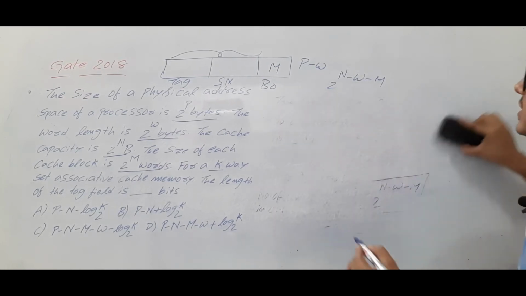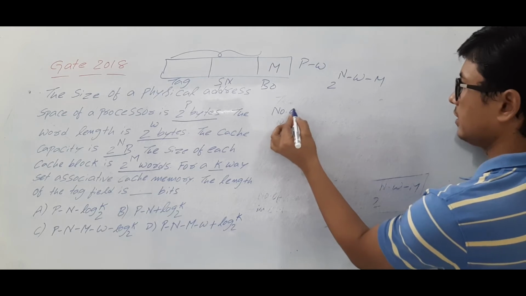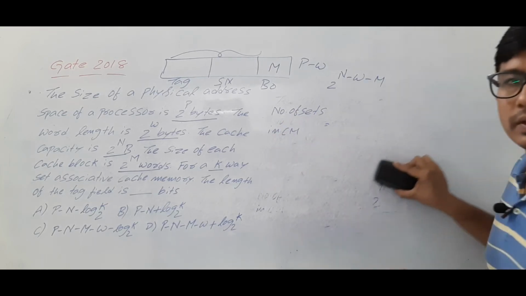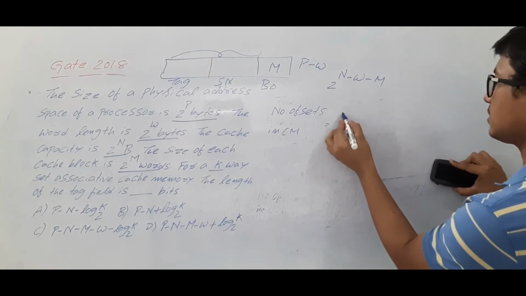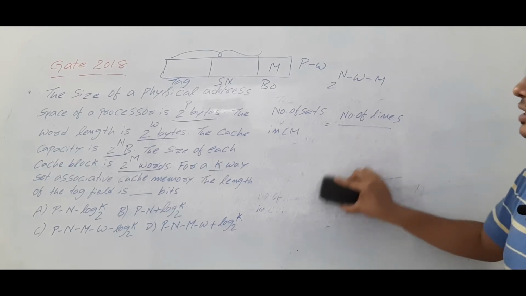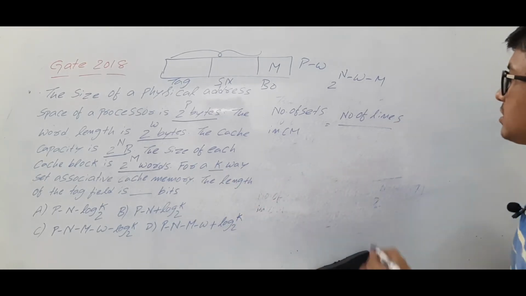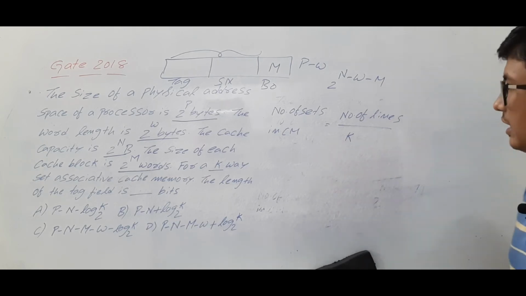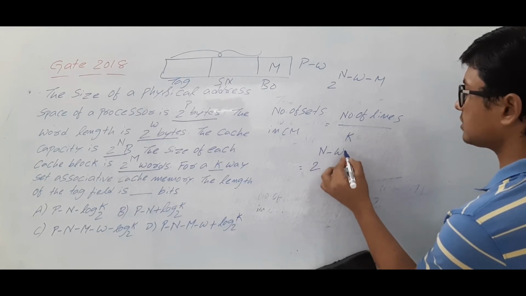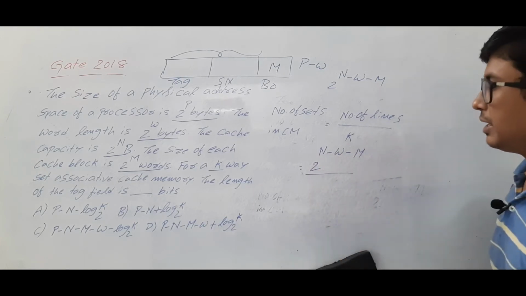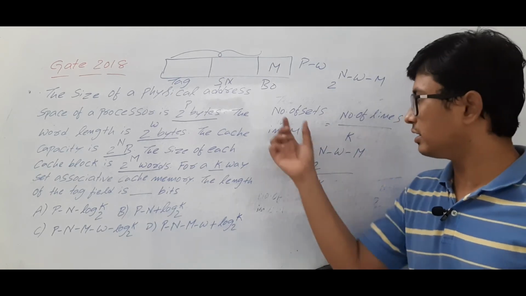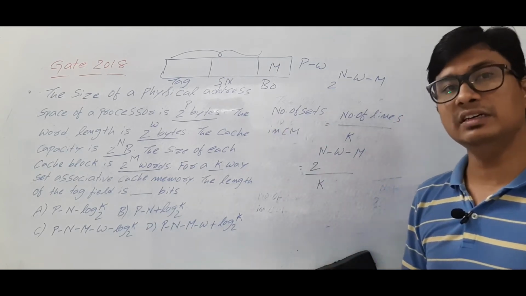Then the number of sets in cache memory is equal to the number of lines in cache memory divided by the set associativity. Here it is k-way set associative, so I have to divide by k. How many lines are there? 2 power (n minus w minus m) by k is the set associativity. So these many sets are there in the cache memory.